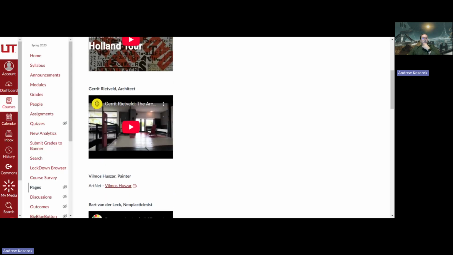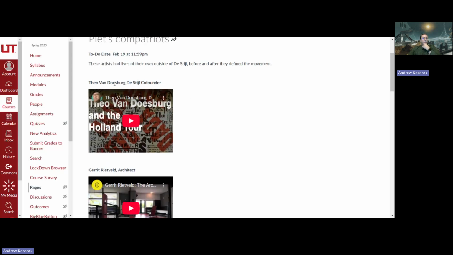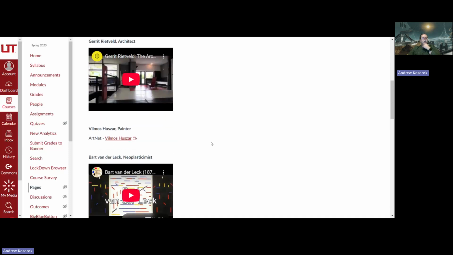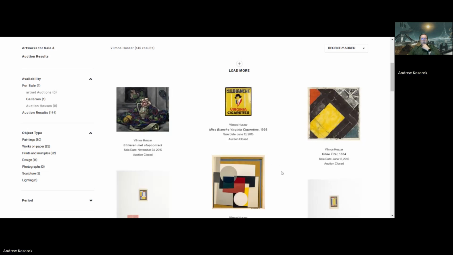Now, here I have a selection of different artists. We've already looked at Theo van Doesburg. We've looked at Gerrit Rietveld, his architecture. Here is Hussar. We already saw some of his paintings, and I want to look at some more of his work.